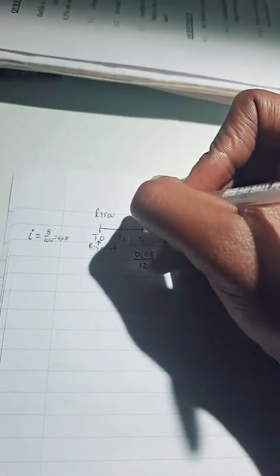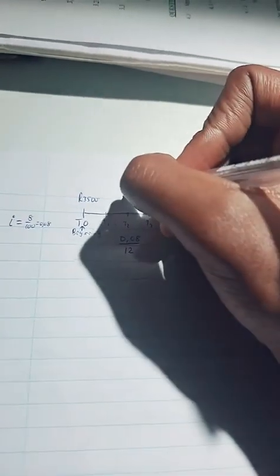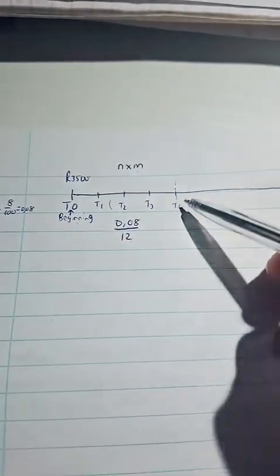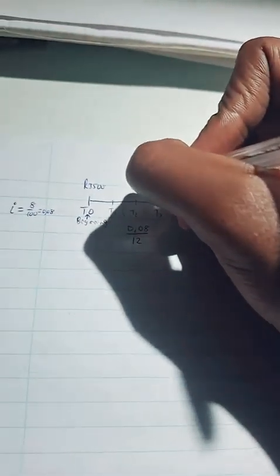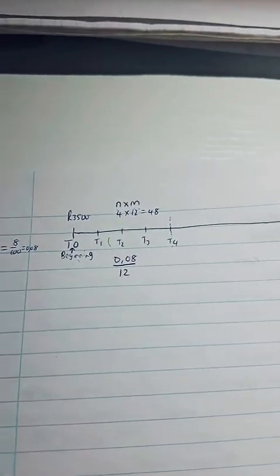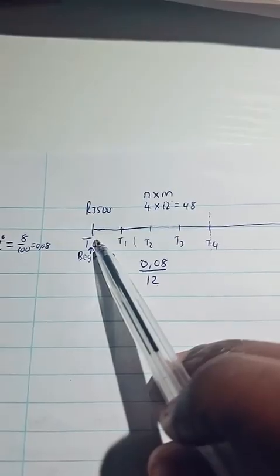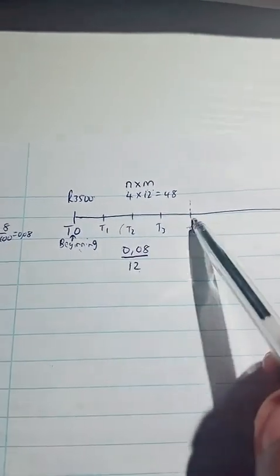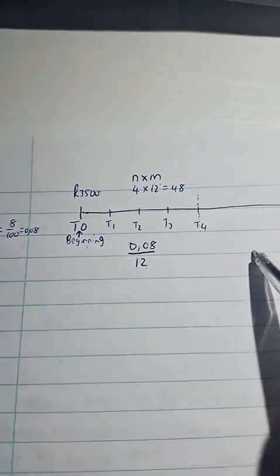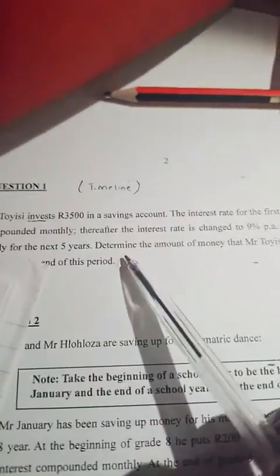Then outside the bracket, I'm going to have my n times m. Do you remember that? Meaning the number of years times the compounding period. Now, people, please note how many years? First 4 years. So it's 4 times m, the compounding period. That's 4 times 12, which gives me 48. So in my first 4 years, this is what I'm looking at: 3,500 invested by Mr. Toyisi for the first 4 years, an interest rate compounded monthly, and the number of years, 4, times 12, the compounding period. Okay, now let's continue. My timeline is getting full.